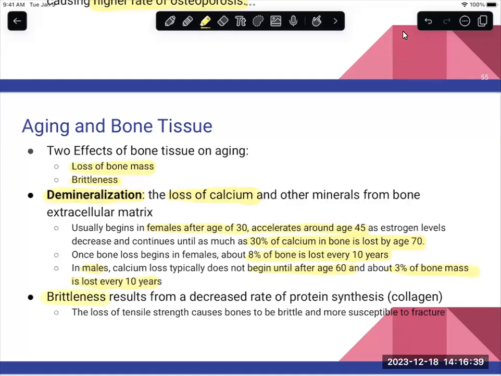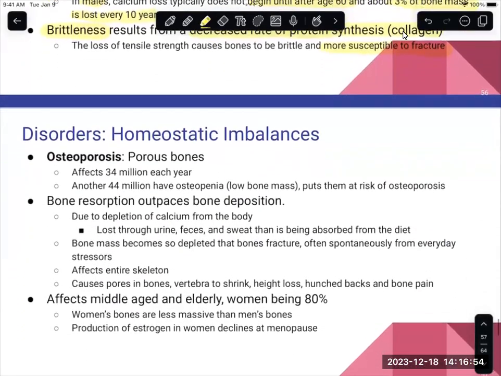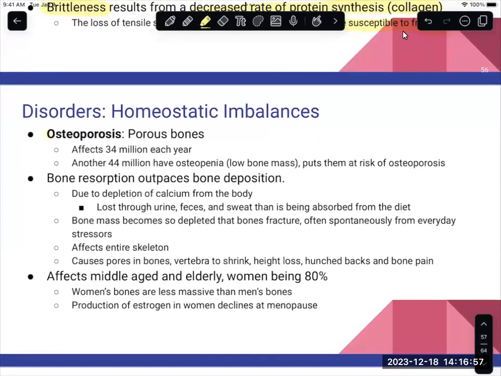Brittleness. It's because of that decrease in protein synthesis, that decrease in collagen production. This makes bones more susceptible to fracture as you lose collagen within your bones. This is where osteoporosis comes in. It's known as porous bones. It affects about 34 million people every year. Another 44 million have what is known as osteopenia, which is just low bone mass.